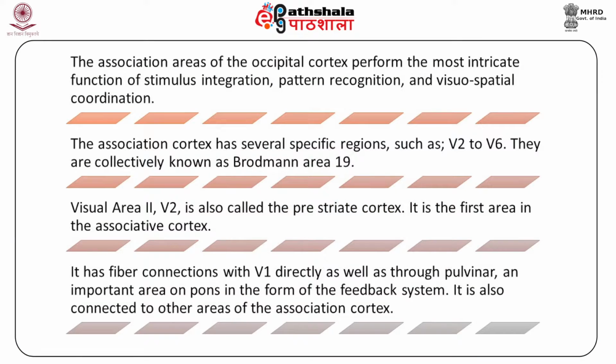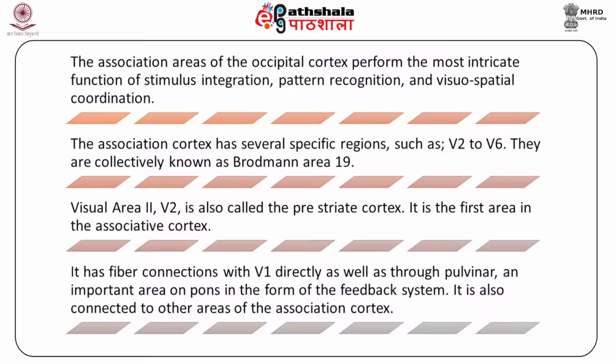The investigators have revealed that V1 neurons pick up information about the contours or the visual contrast points from the stimulus array. A line dividing black and white may be primarily picked up by these neurons. It is only when information is projected onto the nearby areas of the visual cortex that the full brightness of the scene is captured. The most obvious local contrast points are primarily captured by the neurons of the V1 area. The association areas of the occipital cortex perform the most intricate function of stimulus integration, pattern recognition and visuo-spatial coordination.